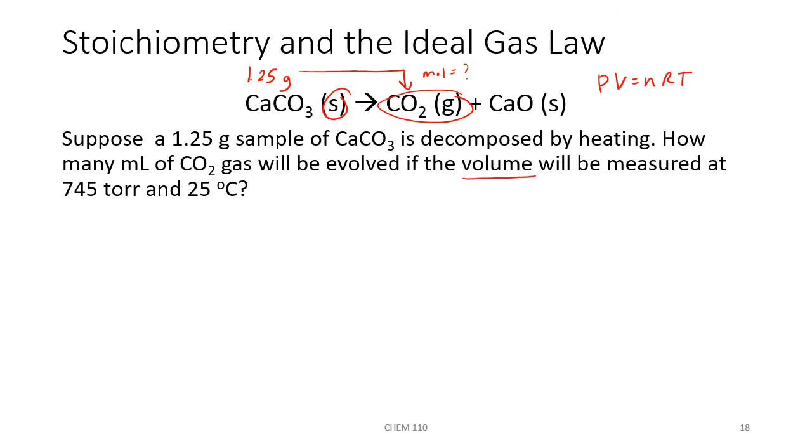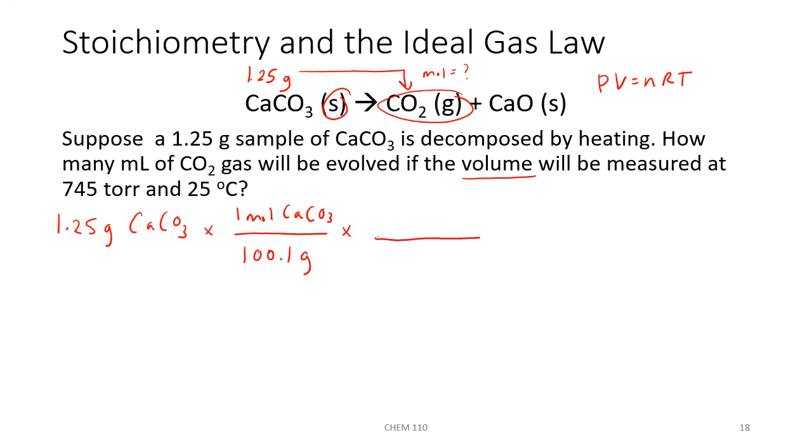So starting with our 1.25 grams of calcium carbonate, we can convert our grams of calcium carbonate into moles of calcium carbonate. We need to calculate the molar mass. 1 mole of CaCO3 is 100.1 grams.